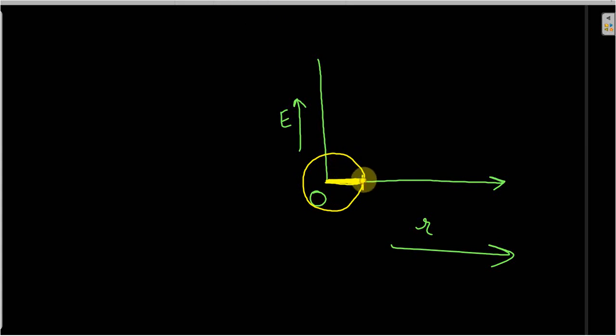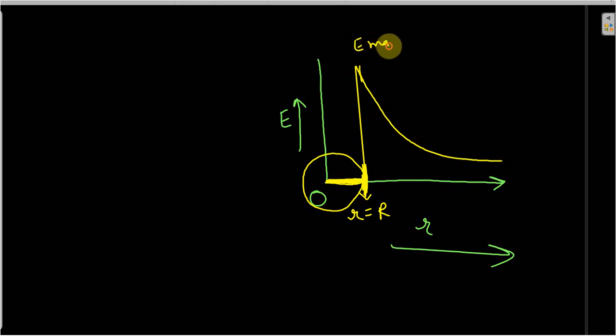Where will it be maximum? It will be maximum when r is equal to capital R. So we'll draw a straight line here where the field will be maximum, and after that, outside the sphere, if you take any point outside the sphere, the electric field will be decreasing. We already derived that outside the sphere the electric field will decrease like that. So this peak is for the maximum case, and the electric field decays outside the spherical conducting shell. So this graph is important.